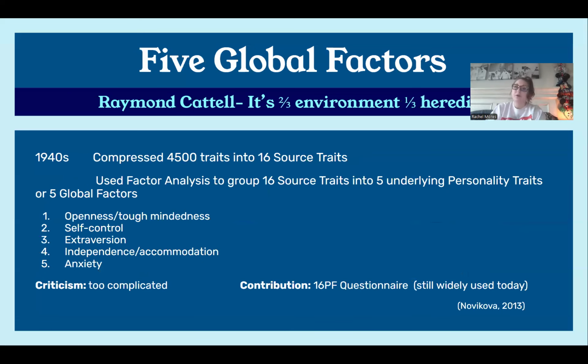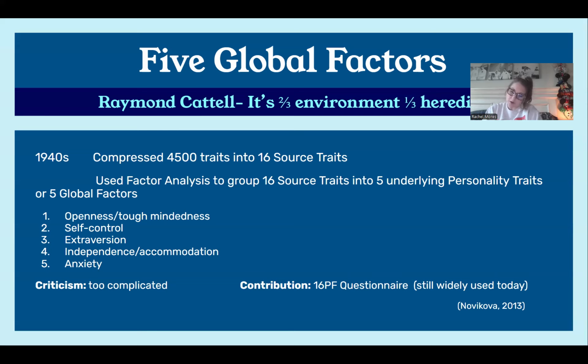So then moving on into the 1940s, you have Raymond Cattell. He took Allport's list and compressed his traits into 16 traits. So he took his 4,500 traits and now we've got 16. And he called those source traits. He identified traits such as social boldness, warmth, rule conscientiousness, emotional stability, apprehension, etc. And then he developed a questionnaire. He used factor analysis to identify underlying personality traits. Then the participants rated themselves on these 16 traits.